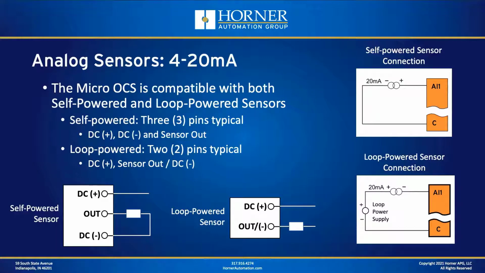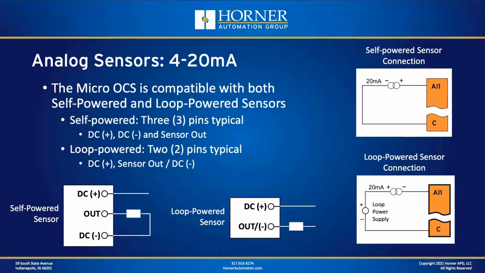Now, the Micro OCS is compatible with both self-powered and loop-powered sensors. And we're showing you the difference between those on the screen there. So in the bottom of the slide, we're showing you what the schematics, at least externally, or the pinout looks like for a self-powered sensor there in the bottom left. Now, a self-powered sensor has a dedicated pin for you to bring power in. And it also has a dedicated pin for the output.